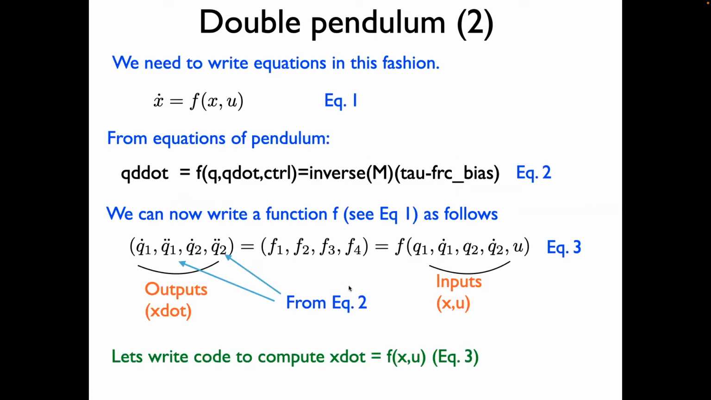So this is how we go about linearizing the system. We first write it as x dot equals f(x, u). We compute q double dot by taking the inverse of M, and we have this equation, equation 2. And so we can write a function f, which basically has certain inputs, in this case, the states, these first 4, and u is the control. And it outputs basically the rate of change of those state variables. What we'll do first is write x dot equals f(x, u) numerically, and then we'll go to the next step of linearizing the system. So let's do that.